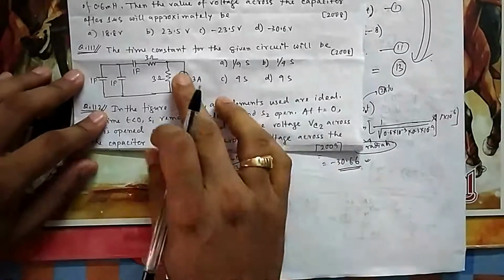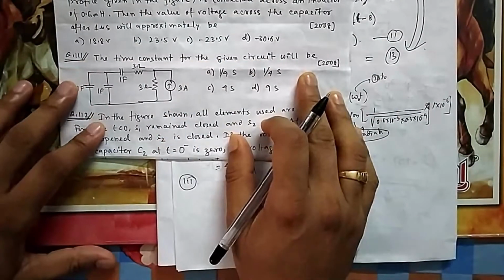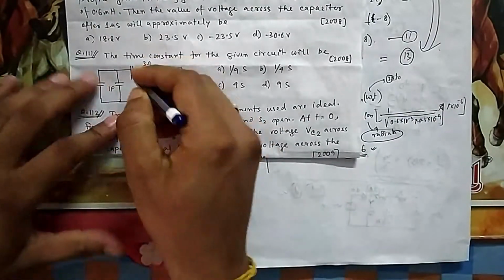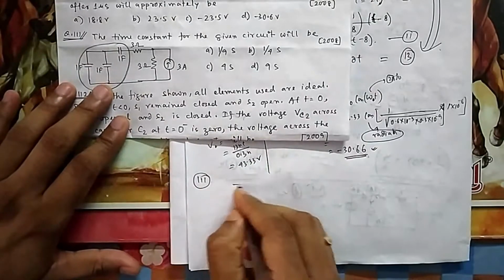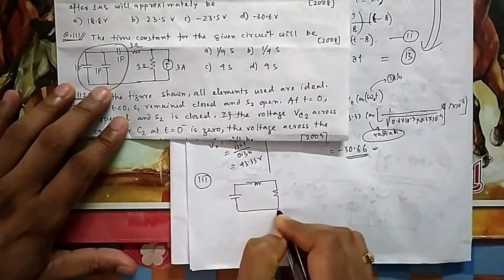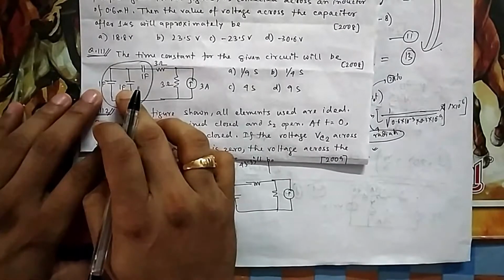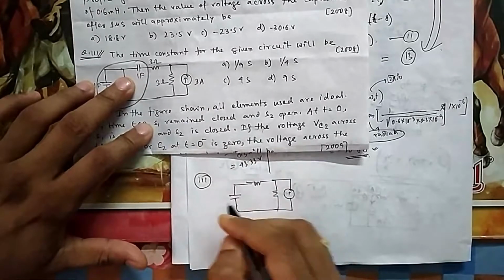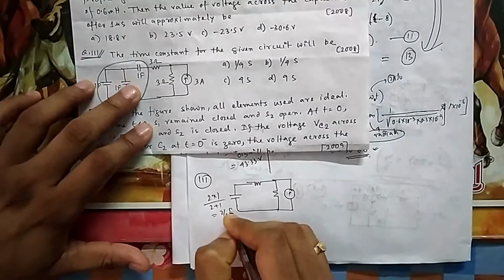Now if you see 111, they are asking the time constant of this circuit. You can easily simplify this circuit as a single capacitor because it is series parallel only. So 1 and 1 in parallel is 2, because capacitors in parallel are directly added. Then 2 is in series with 1, so 2 into 1 by 2 plus 1, which is 2 by 3 farad.